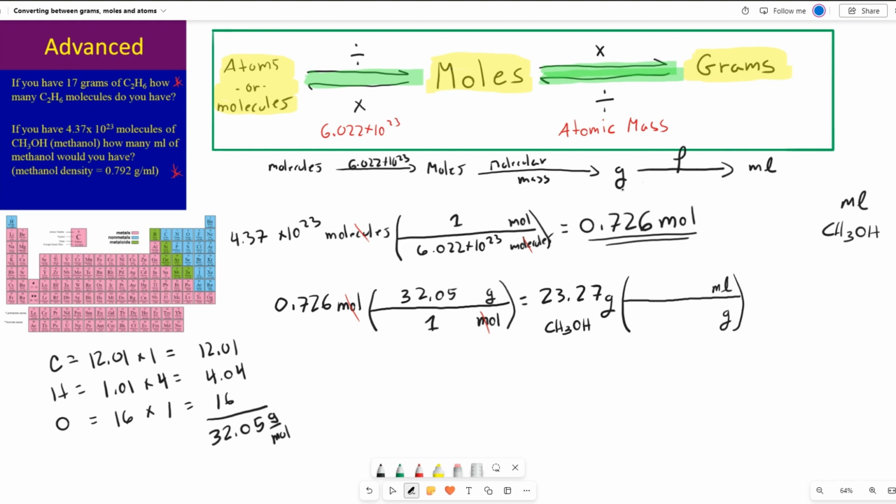And it's 0.792 grams per 1 milliliter. Grams and grams cancels out. So if we take our 23.27 times 1 divided by 0.792, that'll give us 29.38 milliliters of methanol. And that, my friends, is how you solve that problem.